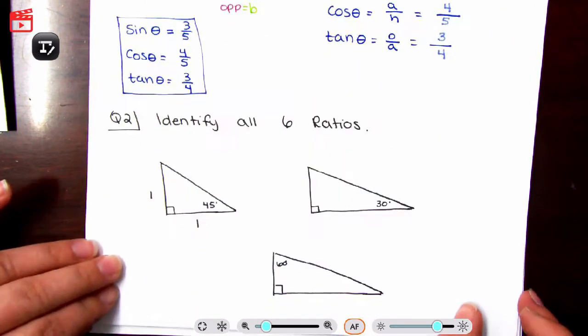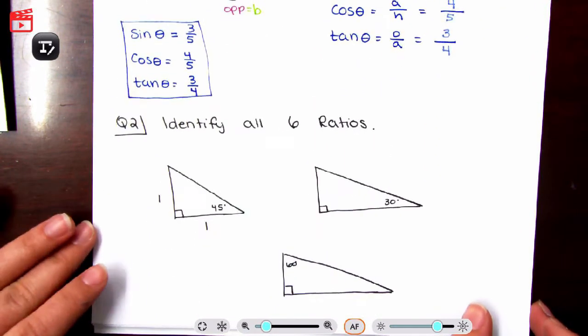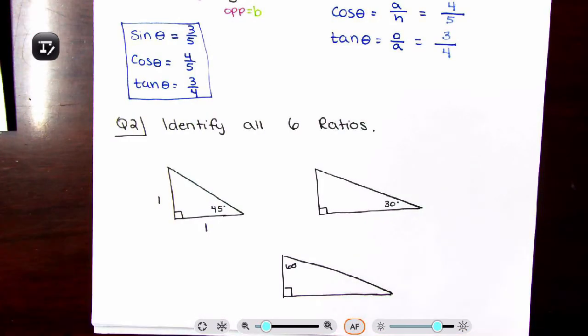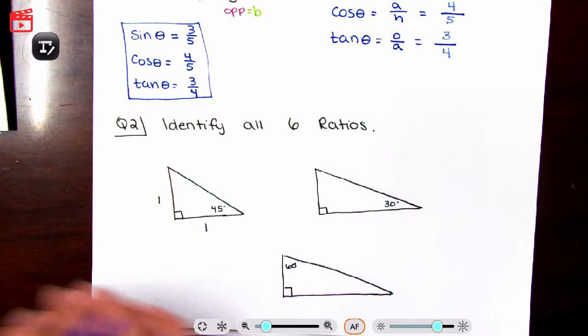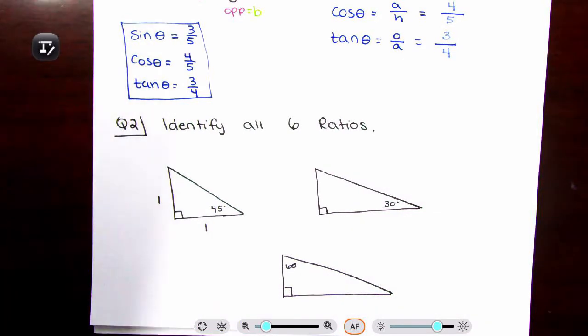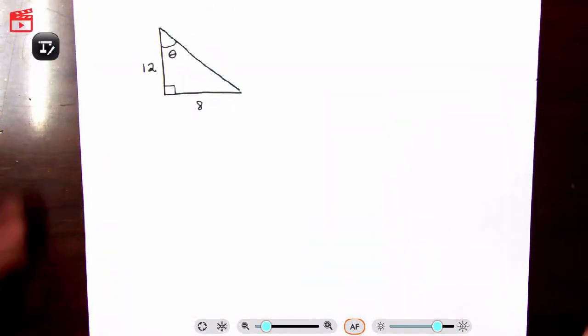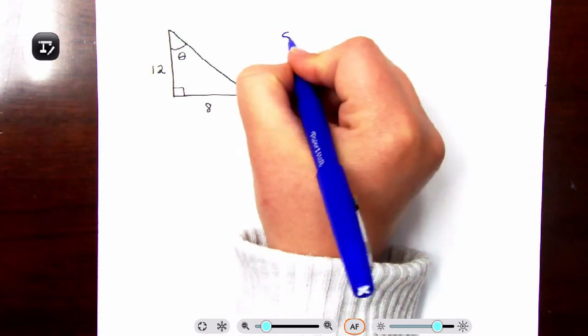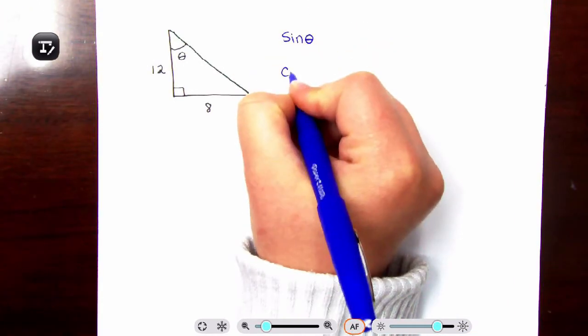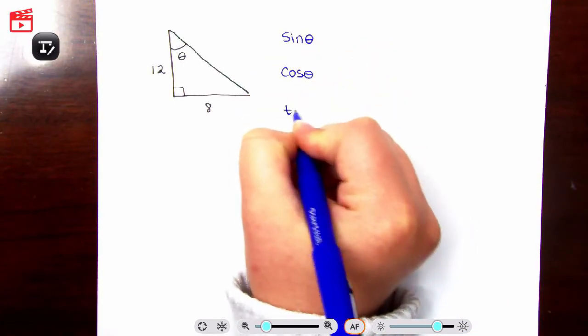So we have a few triangles here. Let's go ahead and skip that for just a moment. Let's do one more example for all of our trig ratios. So let's do sine of theta, cosine of theta, tangent of theta.